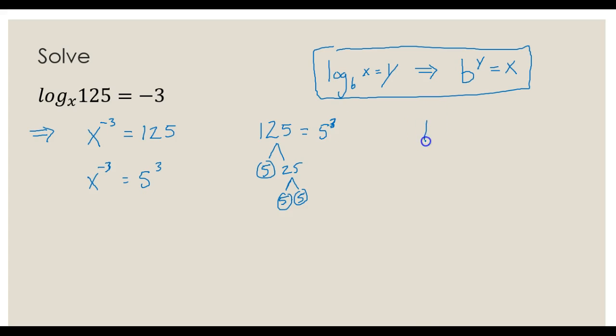Well, we know that if we have a number raised to a negative power, and my computer just went nuts, I don't know why. We'll erase that line.